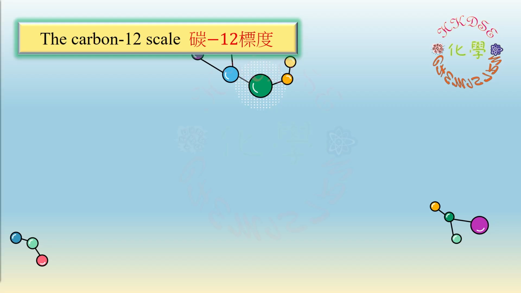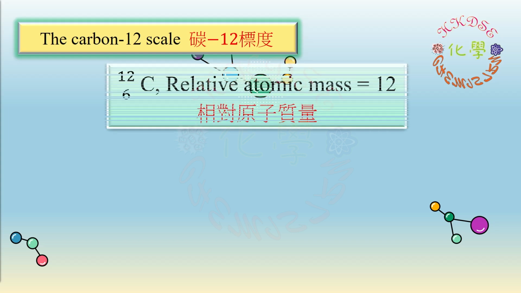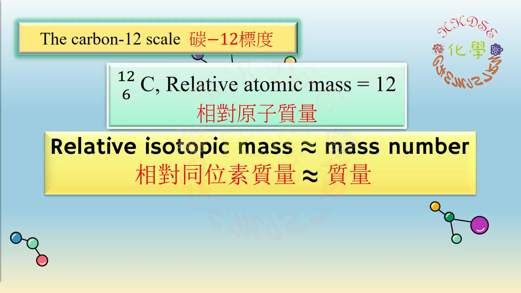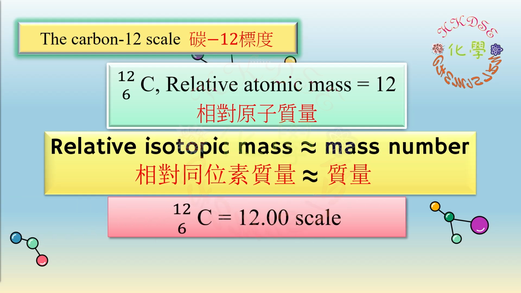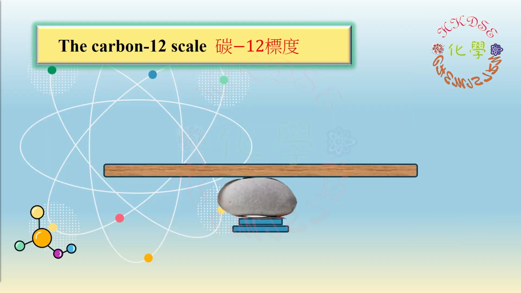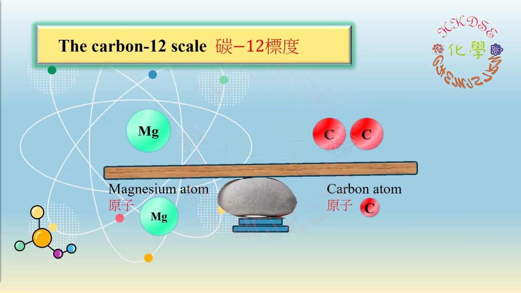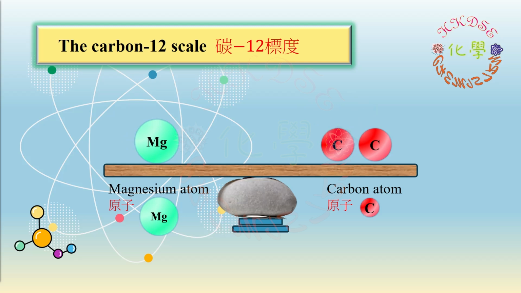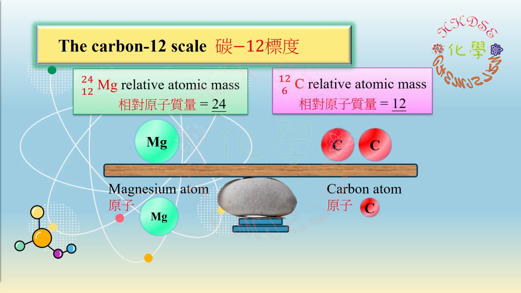If you remember from previous videos, we have learnt that the relative atomic mass of an element is the weighted average of the relative isotopic masses of its natural isotopes on the carbon-12 equals 12.00 scale. According to the carbon-12 scale, a magnesium atom has the same mass as two carbon-12 atoms. Its relative atomic mass is 2 times 12 equals 24.